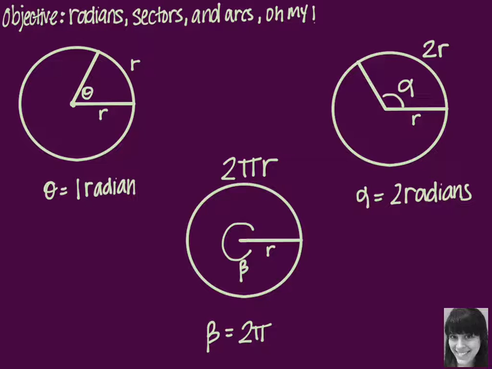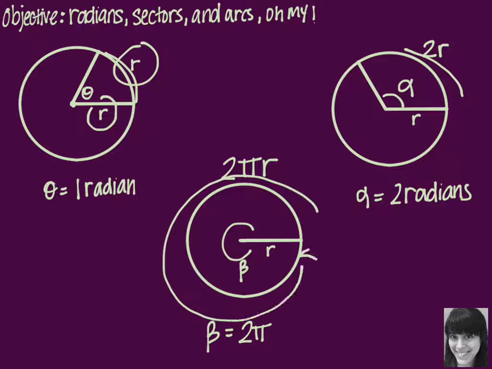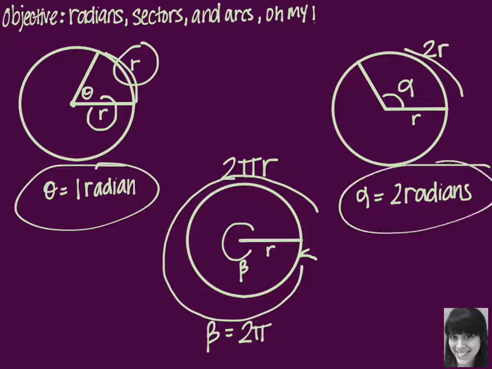For 1 radian, it's the same length as the radius of a circle. 2 radians is 2 radiuses of a circle, like the arc length is that. If you were to go all the way around, it would be the circumference, which is 2 pi r. Every time you take away the r, you get 1 radian, 2 radians, and this one would be 2 pi r radians, or 2 pi radians. So for a whole circle, you get 2 pi radians.